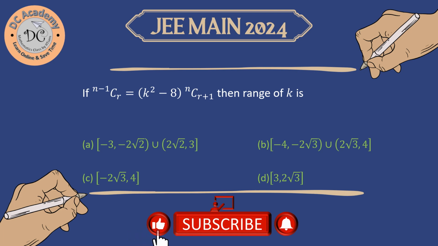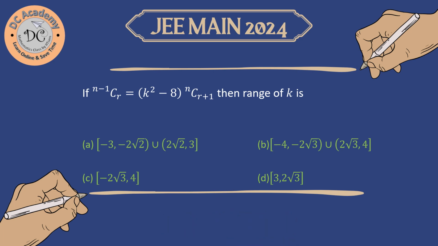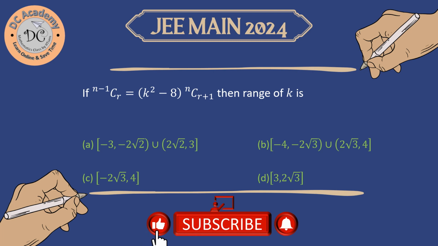In this problem, we need to find out the range of k where it is given that n minus 1 CR is equal to k square minus 8 into NCR plus 1. This is a problem which appeared in JEE Main 2024. It's a very easy problem if we understand the concept of the properties of NCR, whether in permutation combination or the binomial theorem, wherever you read it first. So let's go ahead and solve this particular problem.